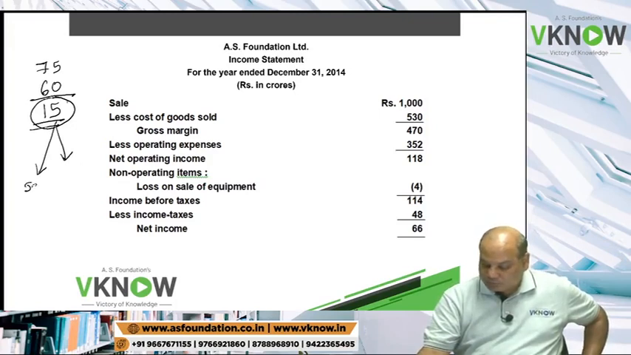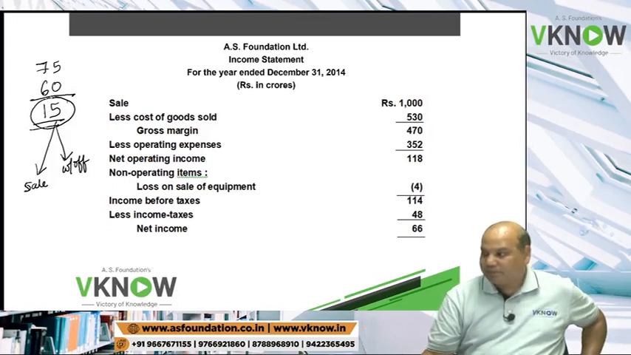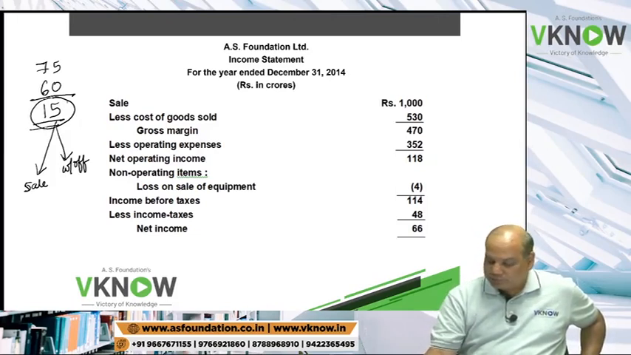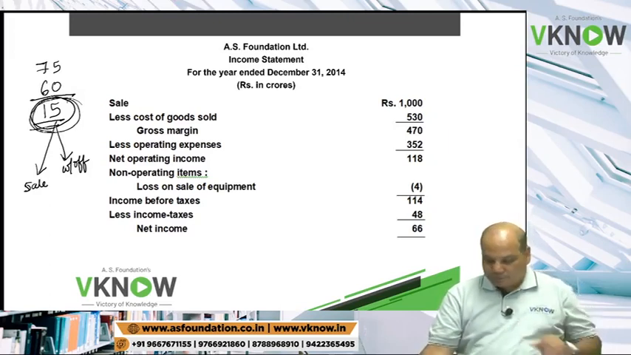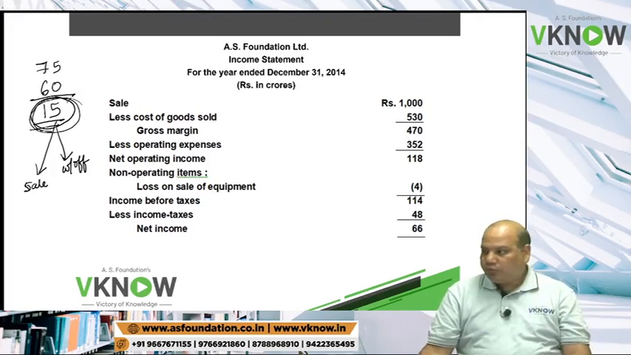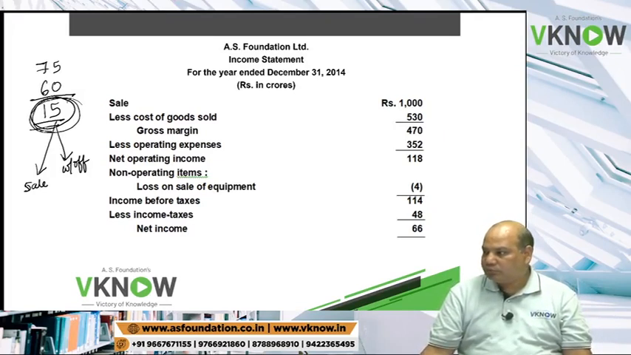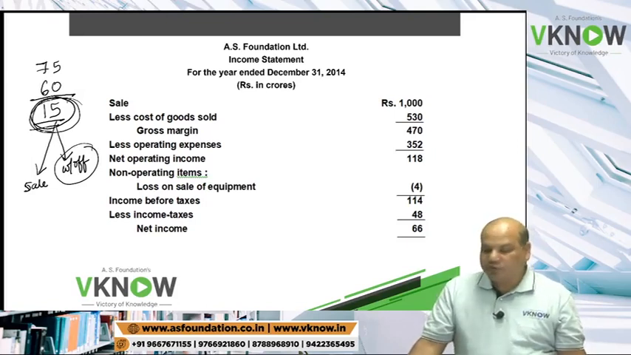Option A, sale. Option B, write off. The difference of 15, what will you call it? Please reply. What will you reply? Write off is not possible. Why is write off not possible?